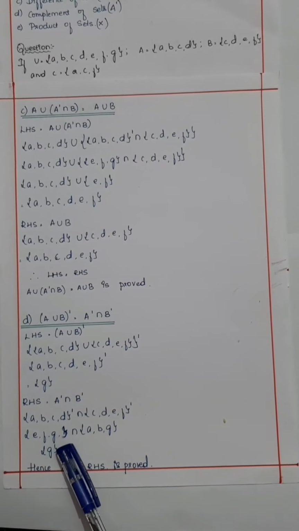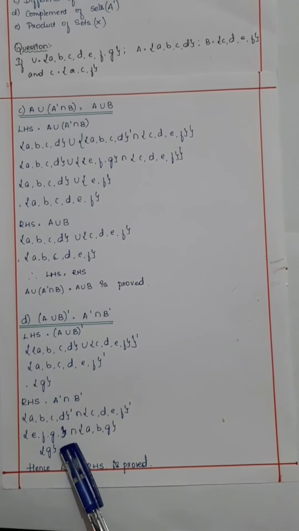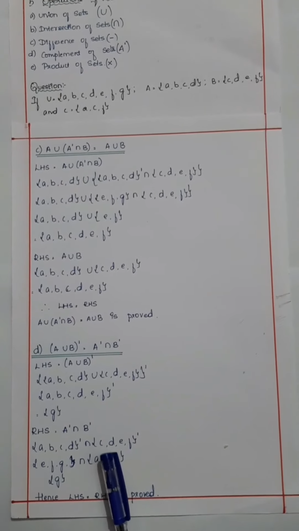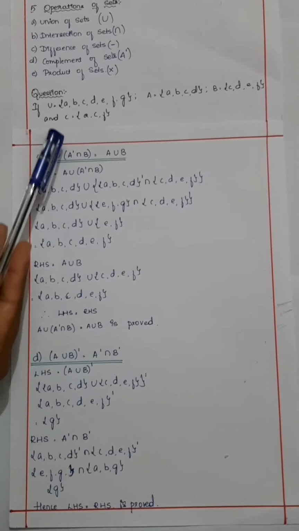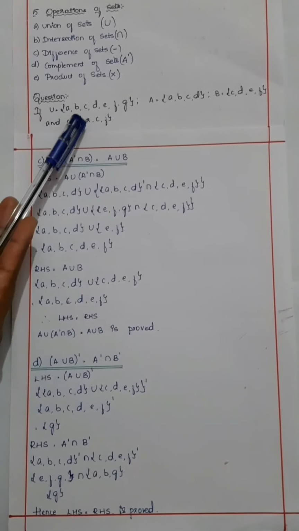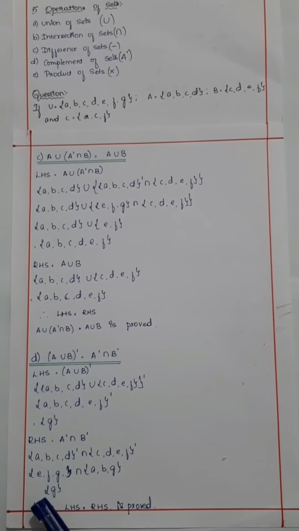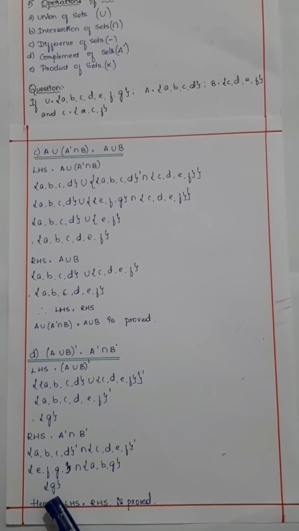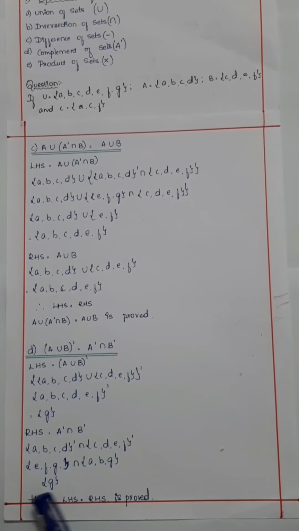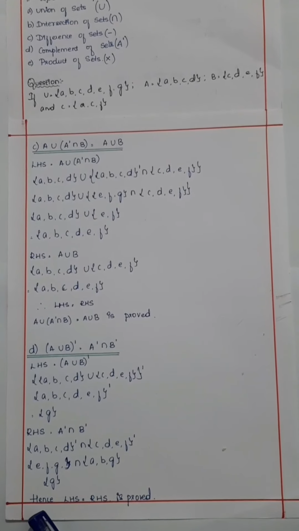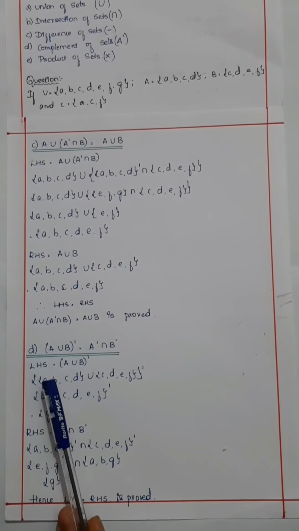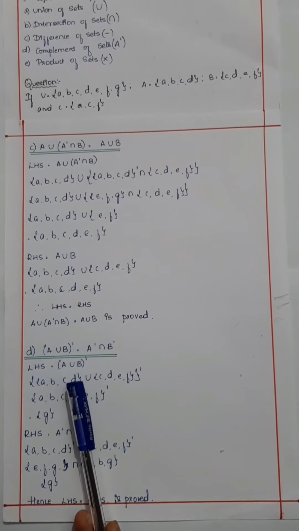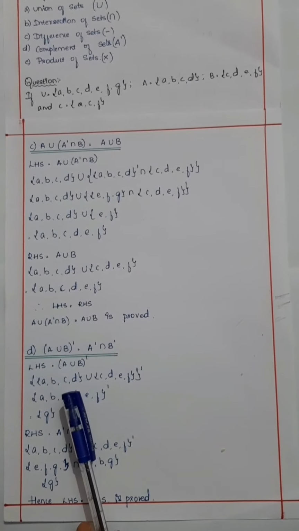Next, we have to intersect this with the B complement. Set B contains C, D, E, F. So the remaining element in the universe is A, B, G. We have to intersect these two sets so we get G as common. So our LHS and RHS is equal. Hence we have proved that A union B complement is equal to A complement intersection B complement.